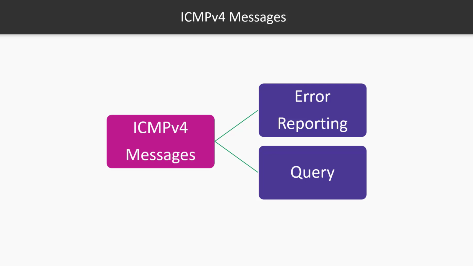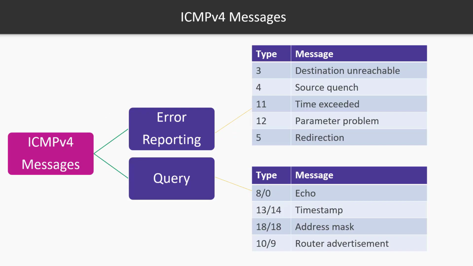ICMPv4 messages can be separated into error reporting messages and query messages. Error reporting messages are such as destination host or destination unreachable, which is type 3, the most important type of messages on the network. Source quench messages, time exceeded messages, parameter problem messages, and redirection messages. Destination unreachable messages are generated by the host or its inbound gateway to inform the client that the destination is unreachable for some reason. It might be a link failure, hardware failure, or a port failure.